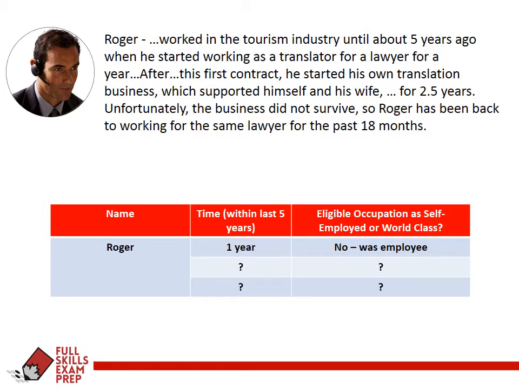When we take a look at Roger and that first element of his career, you can see that at the beginning he worked for a lawyer for a year as a translator. So with this one here, when we take a look at whether or not it's an eligible occupation, we can see that yes, it is an eligible occupation because it's on that list of eligible occupations. However, this experience would not count because he was an employee. So it wasn't as self-employed.